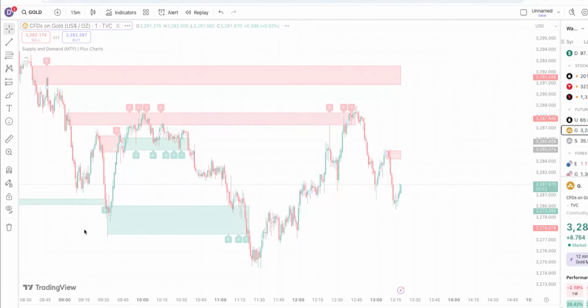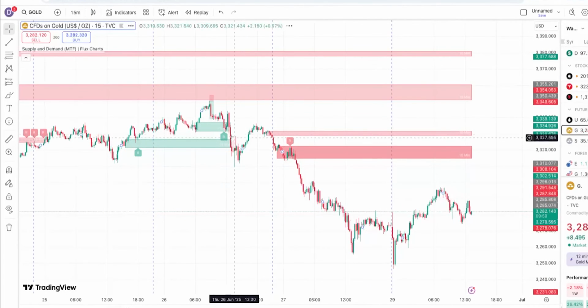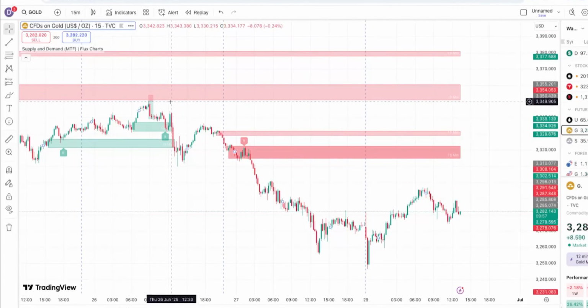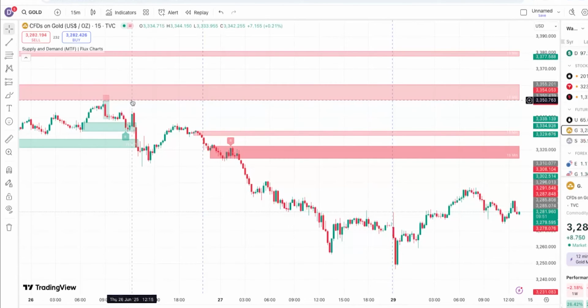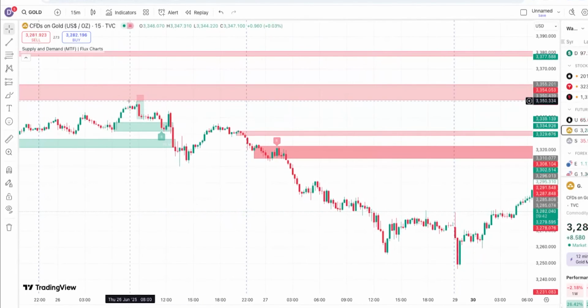What it really works best for is finding these precise entries, especially if you're trying to pass a prop firm challenge, because with prop firm challenges you don't get a large amount of drawdown. If you go into drawdown too much, then you'll basically fail your account that you've paid your hard-earned money for, and this is what we don't want.